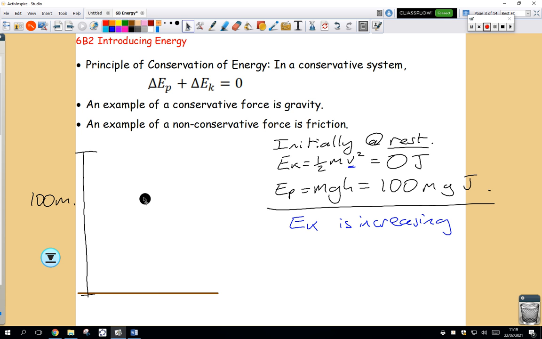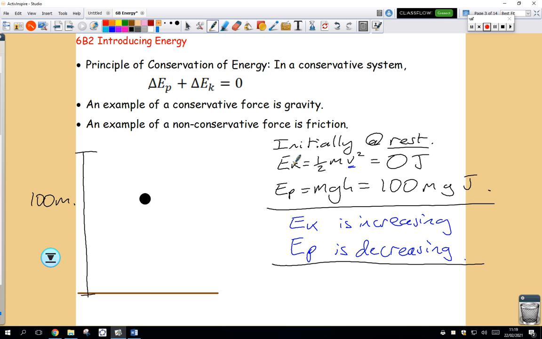As it's moving down, what's happening to its potential energy? Well, its potential energy is based on mgh. The m will be constant, g will be constant. Its height will be changing, so it's dependent on its height. As it's moving down, its height is decreasing. So its potential energy will be decreasing. And what we have here is a kind of transfer of energy from our potential energy into kinetic energy.